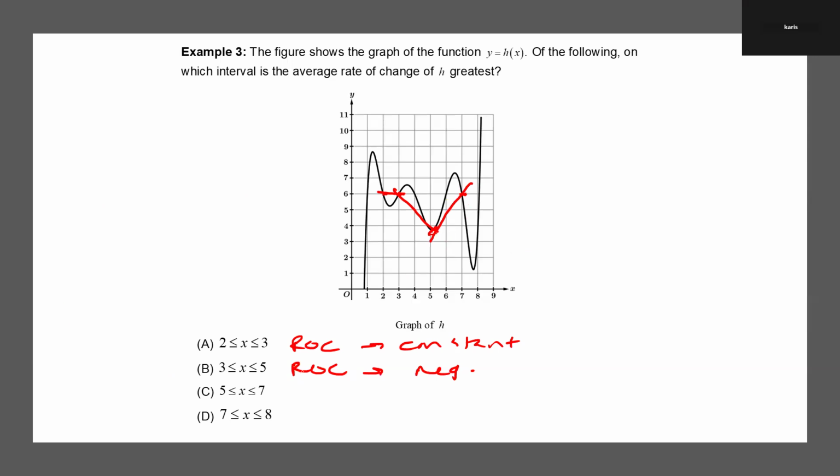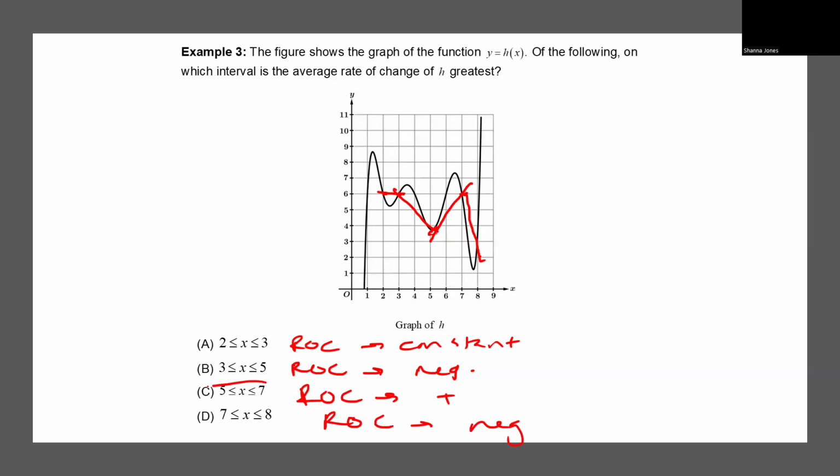All right, this one's okay. This is a contender. The rate of change is positive. Okay. And then the last one we have is from 7 to 8. So from 7 to 8, womp, womp, womp. What happens from 7 to 8? It is negative. The rate of change is negative. So the winner is C. That is going to be our greatest.